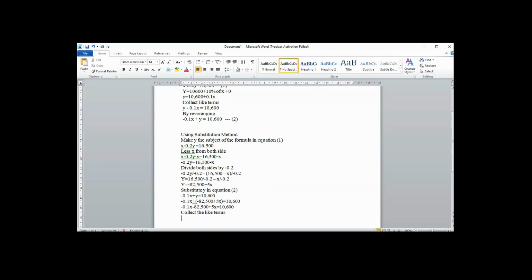Now, when we collect the like terms, we have minus 0.1x plus 5x equals 10,600 plus 82,500. Minus 0.1x plus 5x, what do we have?